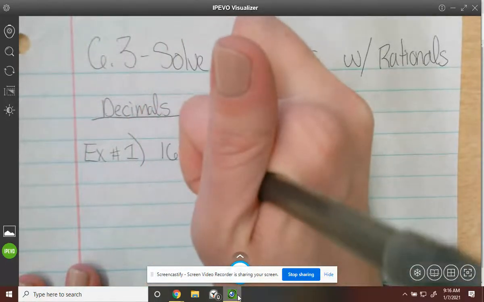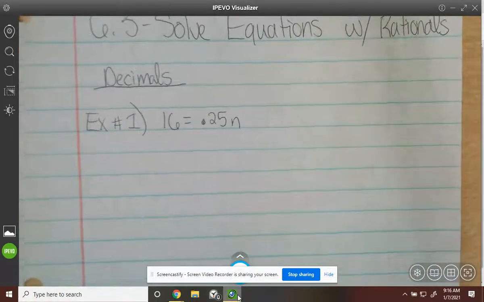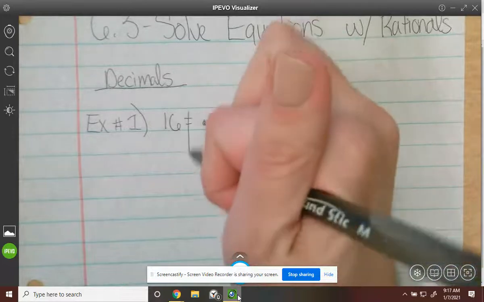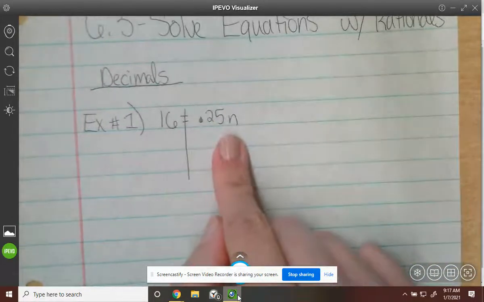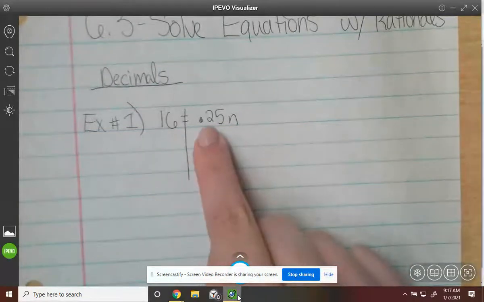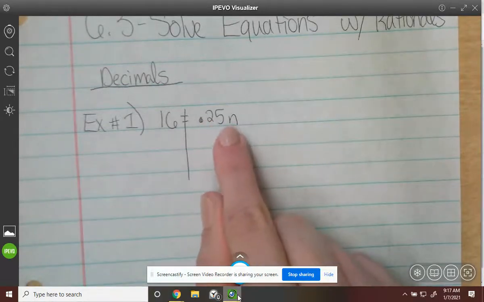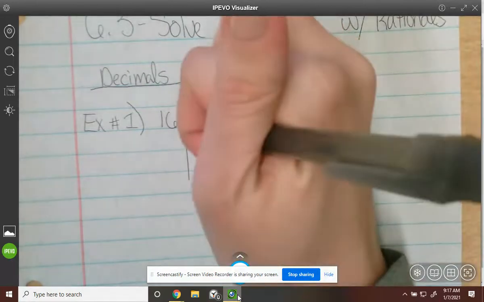16 equals 0.25n. Okay, so it's just like our regular numbers. We just have to figure out what we want to get rid of. So the side that has the variable on it, what's in my way of the variable being by itself? 0.25. How is 0.25 attached to n? There's no signs anywhere, so it's going to be through multiplication. So in order to undo multiplication, I divide.